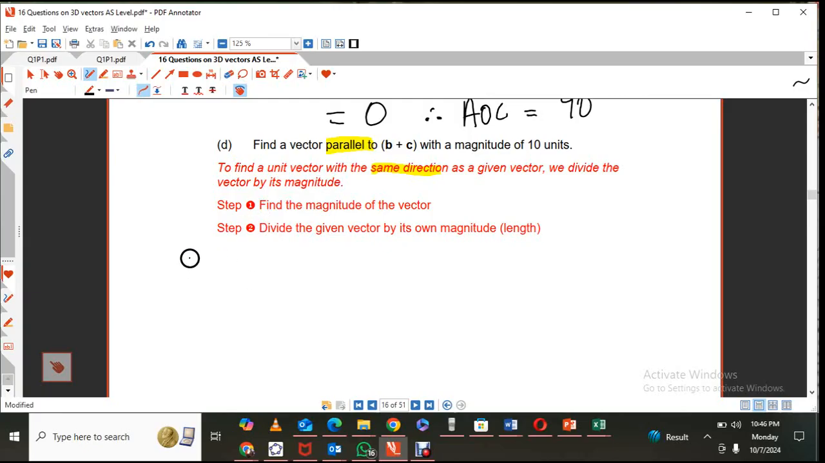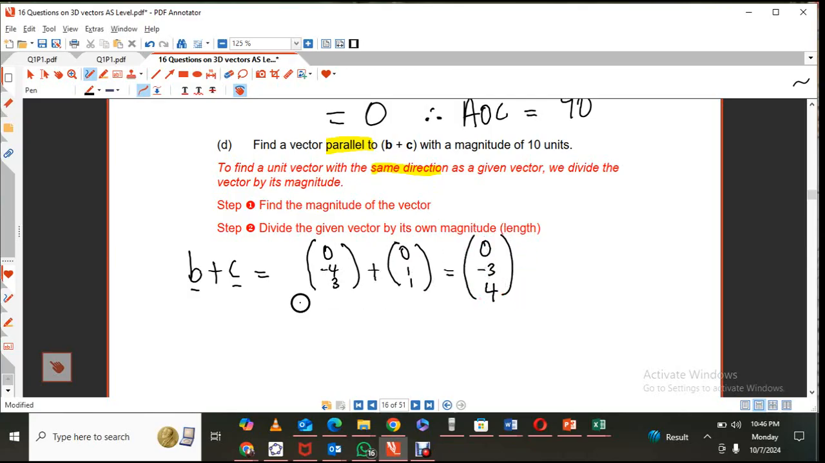But before we do that, perhaps we'll just have to find vector B plus C, what that gives us. Now, from our work before, we know that vector B is 0, negative 4, as well as 3. And we know that vector C was nothing but 0, 1, 1. So go back and check. On top you have a 0, then you have a negative 3 over here, and 3 plus 1 gives you 4. Okay, so now we're going to find the magnitude of this. That is the very first step.